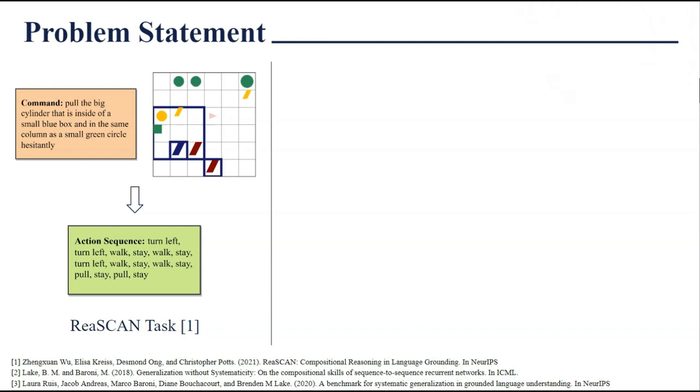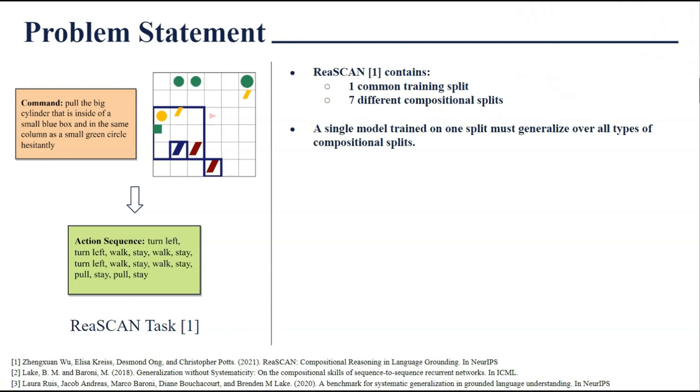These benchmarks basically involve a synthetic navigation task where the input to the model is a command and a 2D grid world with some initial state. And the model is supposed to output a sequence of action tokens to execute the given command. The main challenge in these tasks is that a single model has to generalize over multiple different compositional testing splits. These splits contain particular combinations of known concepts that were held out from the training set.